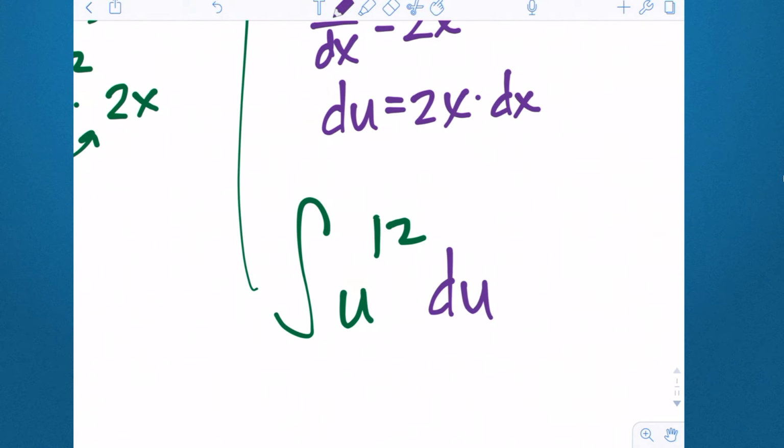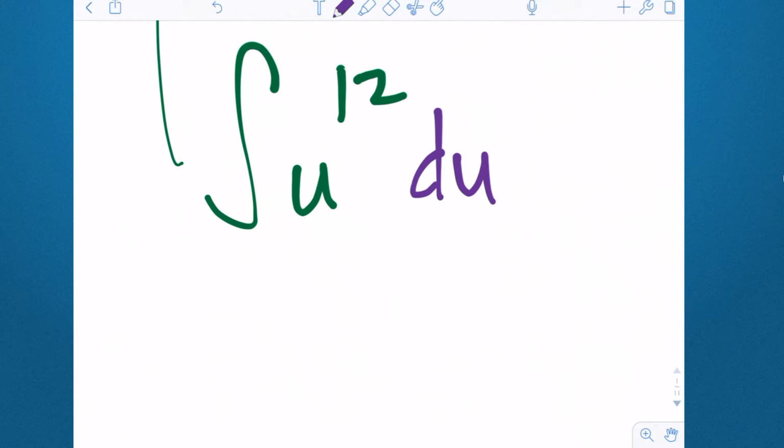Now, what makes this one nicer? This is no longer a product of two functions, is it? It's just a single variable raised to a power with respect to that variable. So at this point, this could be the integral of x to the 12th dx, p to the 12th dp. It doesn't matter. It's simple. It's just a little power rule, isn't it? It becomes u to the 13th divided by 13, or times 1/13, plus c.